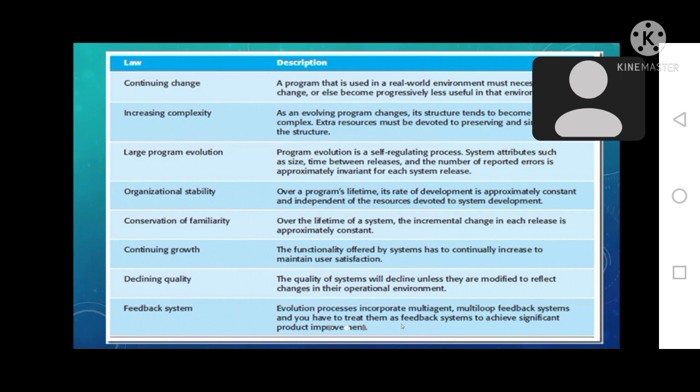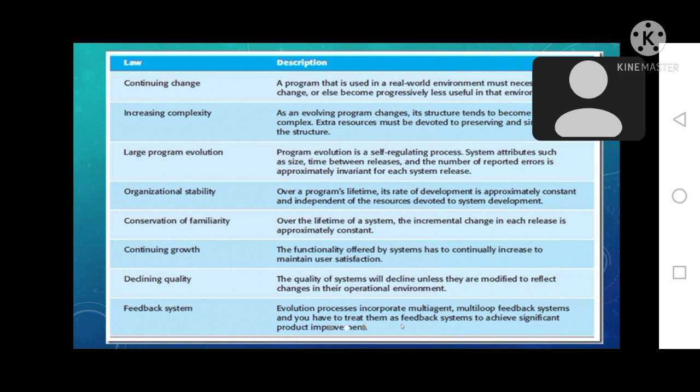Next law, law of declining quality: the quality of a system will decline unless it is modified to reflect changes in the operational environment. The quality of a system will decline if it is not modified according to the operational environment.